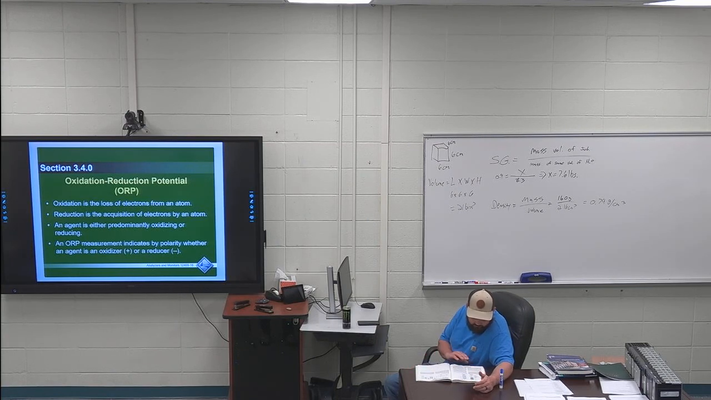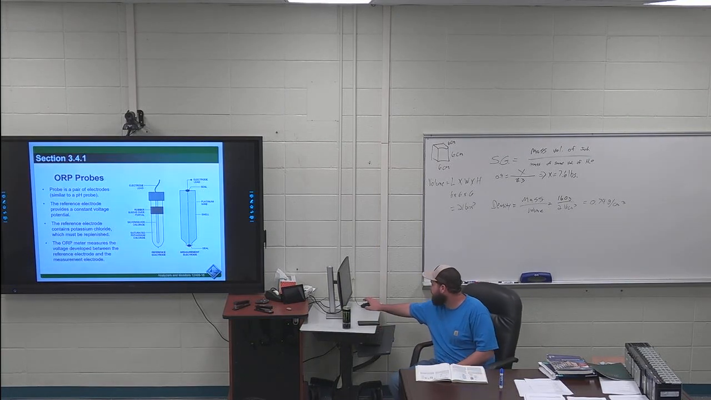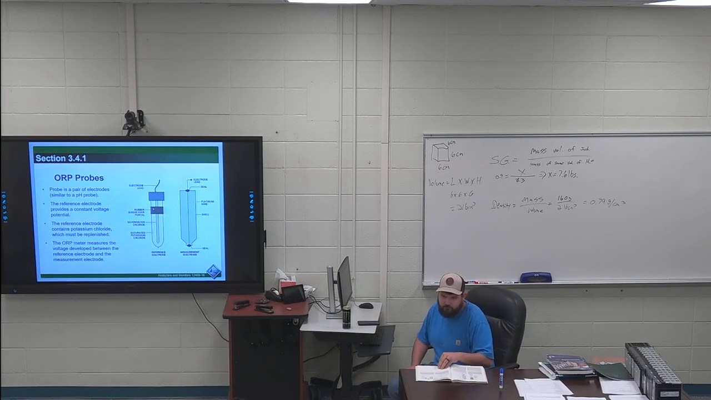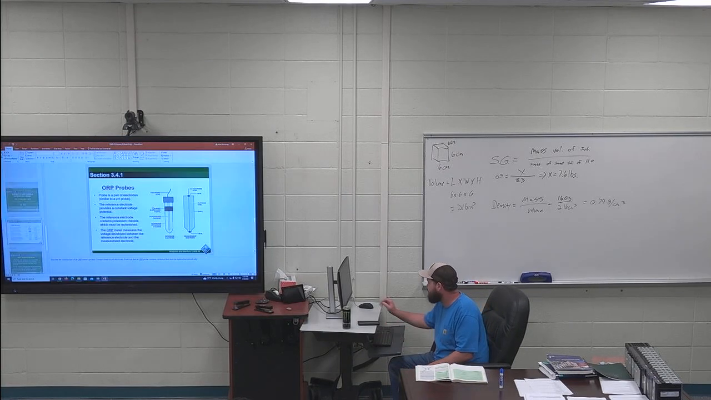And you can see the assembly on figure 33 right here at the top. The reference electrode contains potassium chloride. This is filled with potassium chloride and then has a rubber seal over it. So take a few minutes, you've got the section 3 review on page 30.